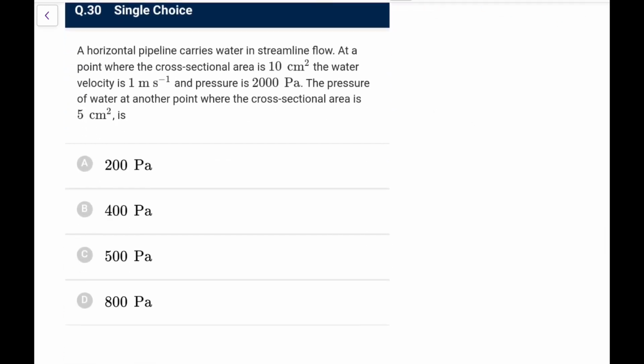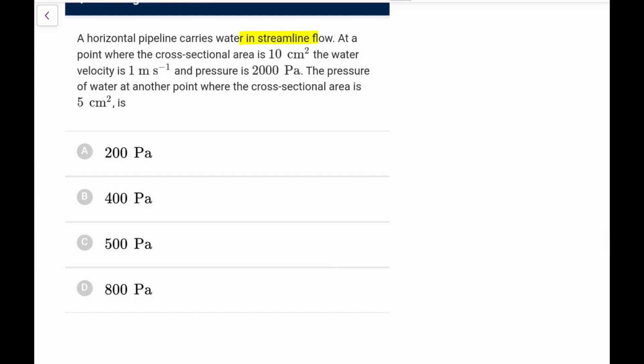Next, a horizontal pipeline carries water in streamline flow at a point where the area is 10 centimeter square, velocity is 1, and pressure is this. The pressure at another point where the cross sectional area is this. Because it is a horizontal pipe, height doesn't matter, so I can directly say P1 plus half rho V1 square would be equal to P2 plus half rho V2 square, that is the Bernoulli equation. And because the cross sectional area has become half, sorry, the speed will become double because AV is also constant.